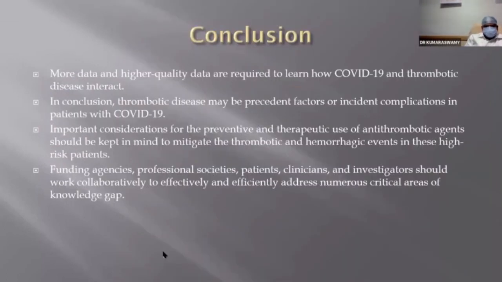More data and higher quality data are required to learn how COVID-19 and thrombotic disease interact. In conclusion, thrombotic disease may be a precedent factor or an incident complication in patients with COVID-19. Important considerations for the preventive and therapeutic use of antithrombotic agents should be kept in mind to mitigate thrombotic and hemorrhagic events in high-risk patients. Funding agencies, professionals, societies, patients, clinicians, and investigators should work collaboratively to effectively and efficiently address numerous critical areas of knowledge gap. And thank you very much.